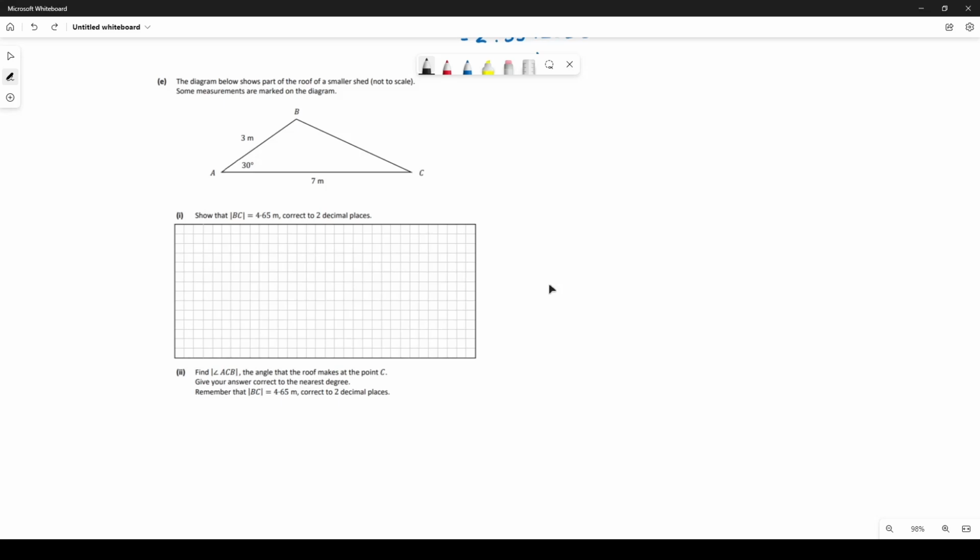So the diagram below shows part of the roof of the smaller shed, not to scale. Some measurements are marked in the diagram. Yeah. So you'll notice immediately not a right angle, and as I said earlier in the other part, if it's not a right angle, do not assume it's a right angle. If you don't see any evidence of it being a right angle, do not assume it's a right angle.